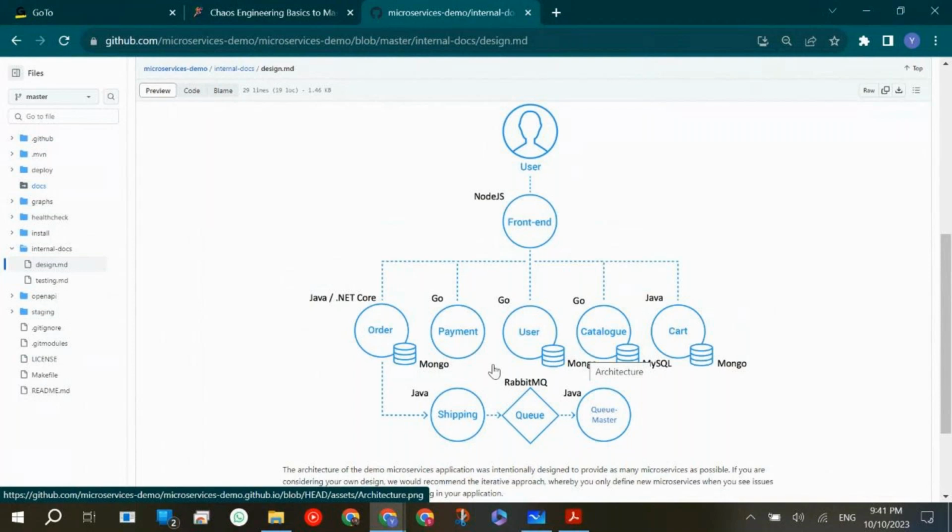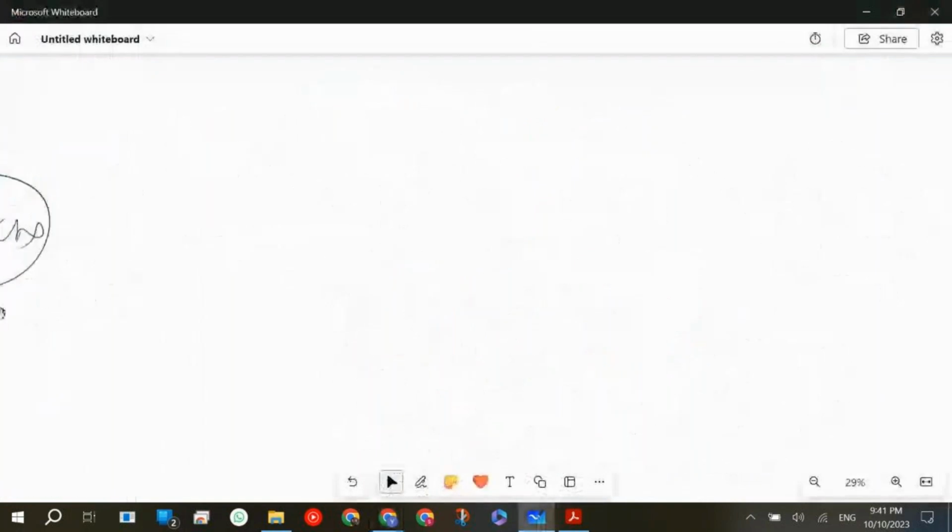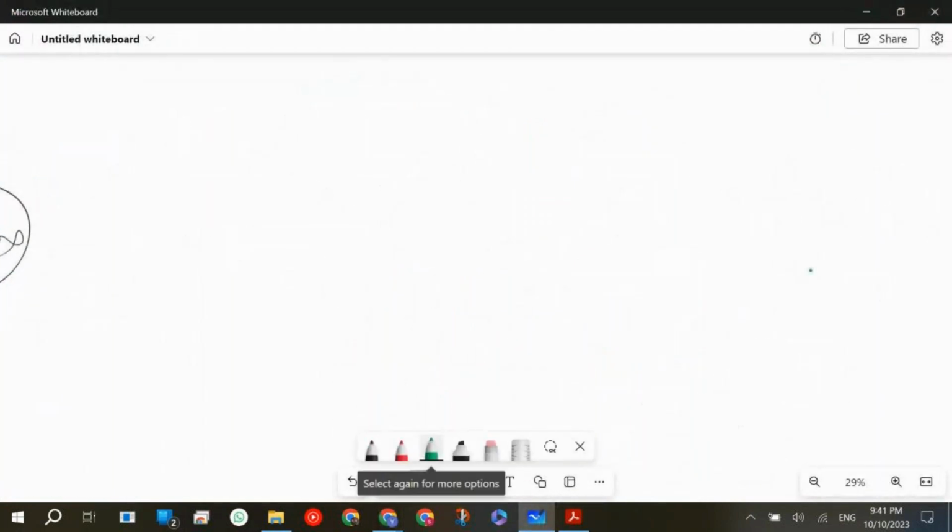And if you see the different technologies and languages being used, one is Go, one is MongoDB, one is MySQL, one is Java, and one is Node.js for the front end. So the complexity of this application is increasing with different types of technologies being merged together into one application. We will discuss this. For example, now let's try to understand.